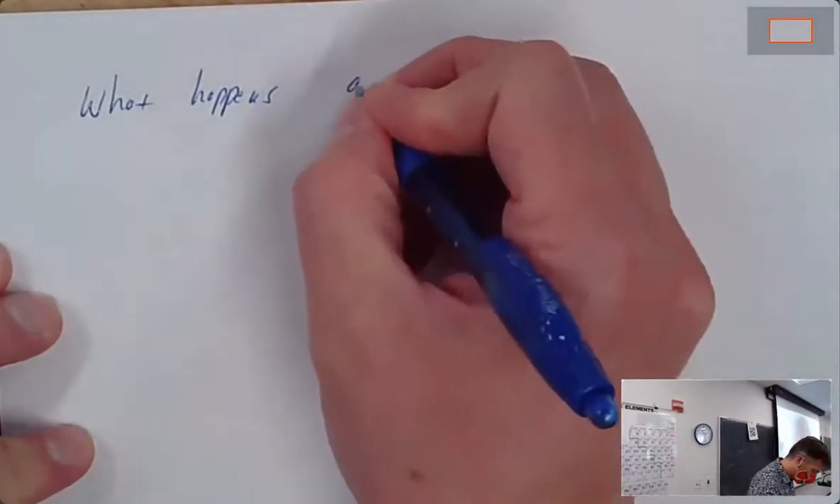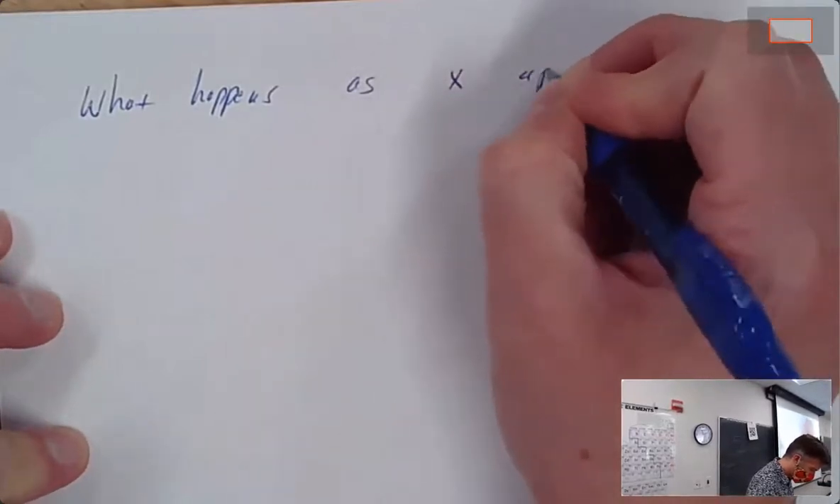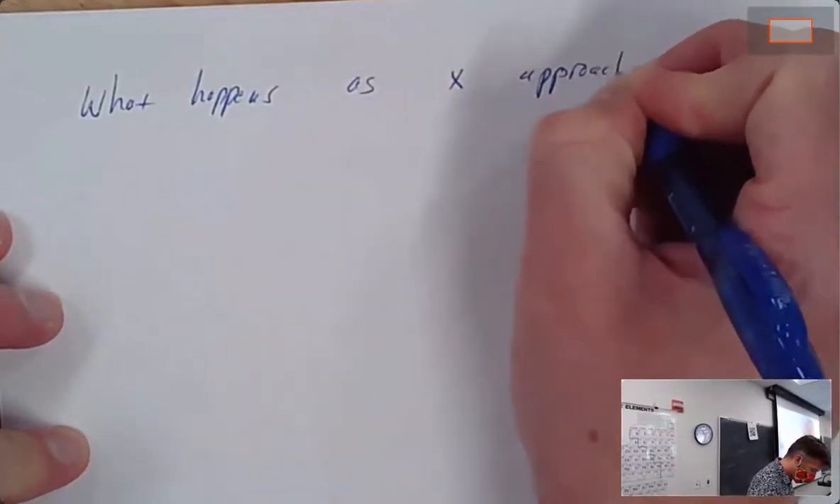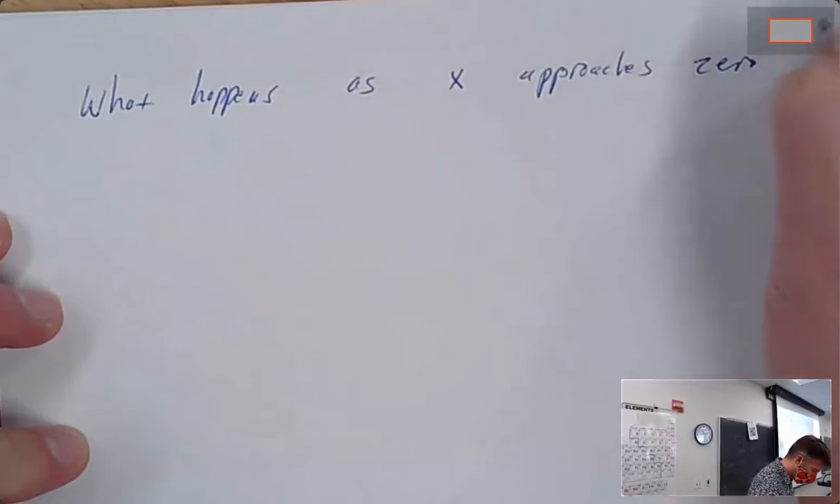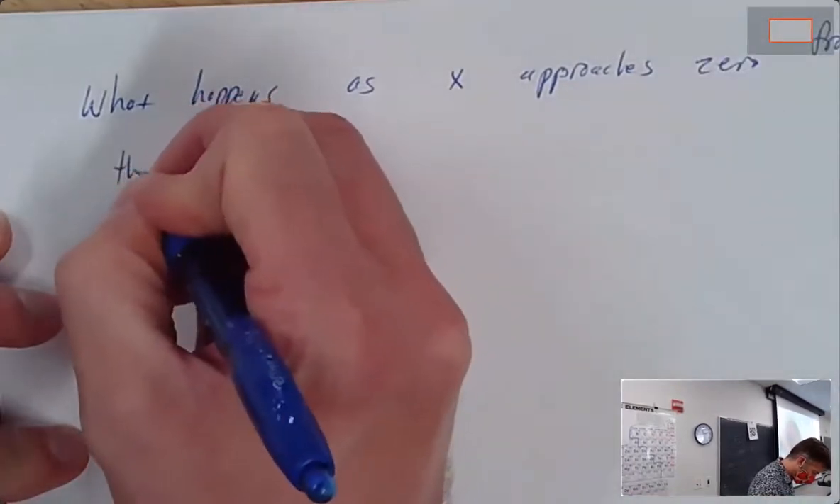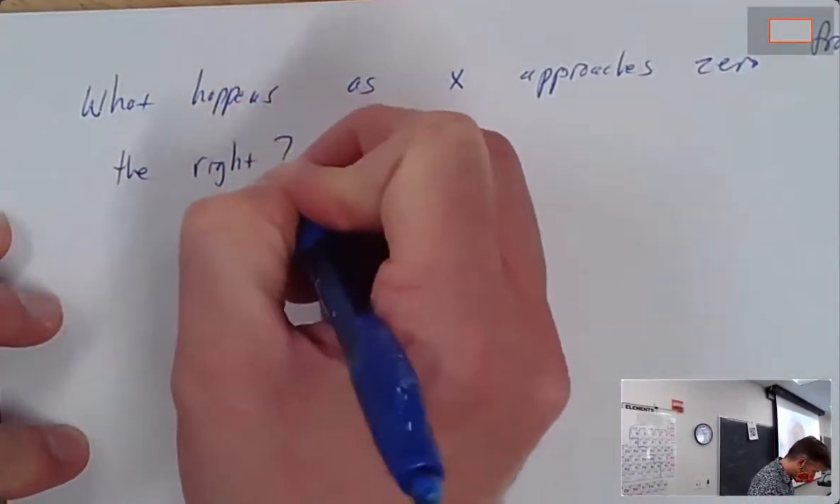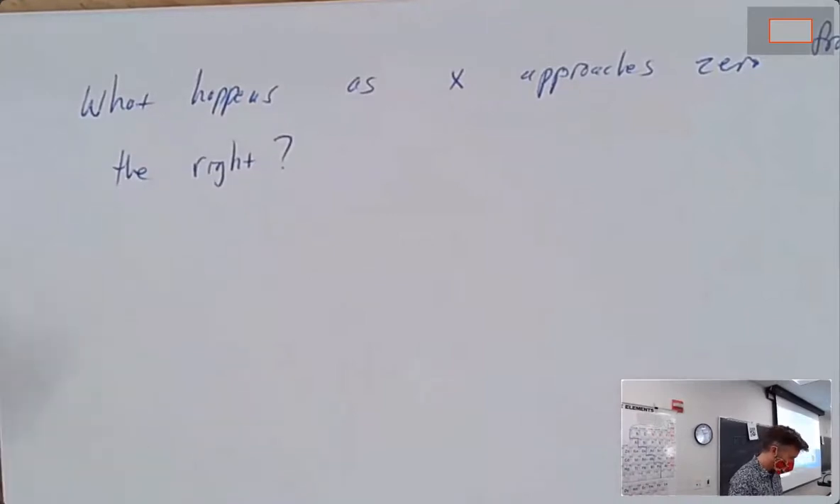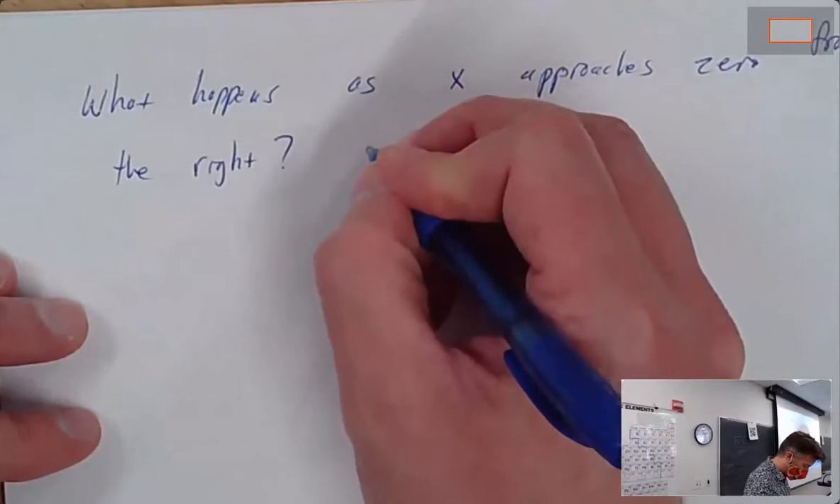What happens as x approaches 0 from the right? Well, the way we're going to write that, well, in fact, actually, first of all, y is also approaching 1.